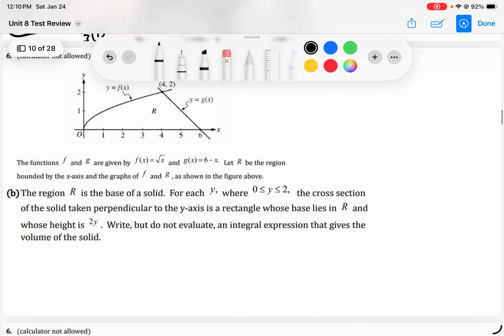All right, part B. We did that before in the class, by the way. Okay, find region R. The region R is the base of the solid.